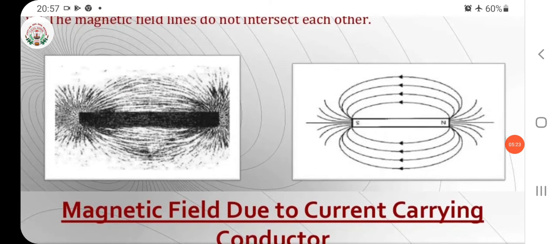You can see the figure of magnetic field lines. See, these field lines start from the north pole and end at the south pole, and at the poles the magnetic field lines are very close to each other and they do not intersect each other.